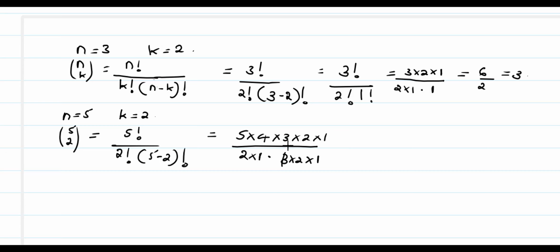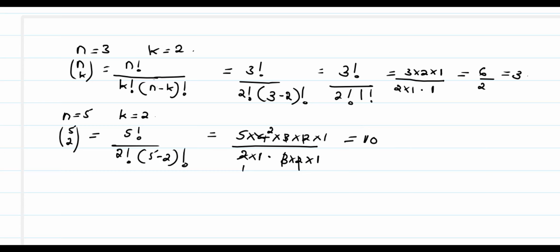So if I cancel this one with this one, and this one with this one, then I remain with 5 by 2 over 2, so it becomes 5 by 2, which is 10. So I can pick 2 fruits from the total number of fruits, which were 5, in 10 different ways.